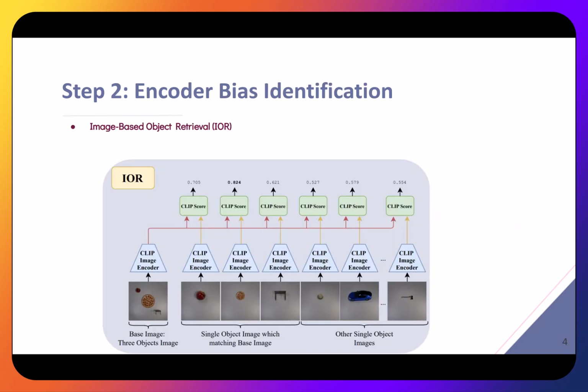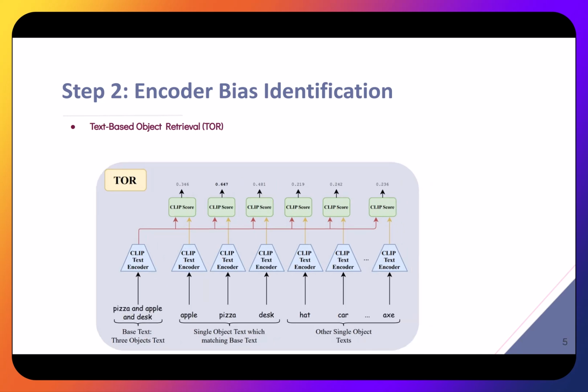Next, we examine bias in the CLIP image encoder using image-based object retrieval. Given a multi-object image, we retrieve the most similar single-object image. We also ran a similar retrieval experiment on the text encoder called text-based object retrieval. Here, we compare multi-object captions with single-object ones and try to retrieve the most similar single-object caption to the multi-object caption.